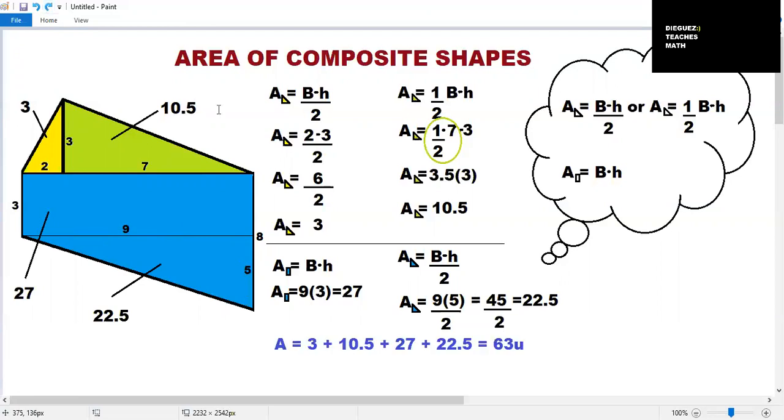Lastly, because we're not done yet, we have a bunch of different areas all over, but we want to figure out the area of the overall shape, which means that at the end, you want to add all of your answers. So 3 plus 10.5 plus 27 plus 22.5 gives us 63 units. And of course, since it's area, squared.